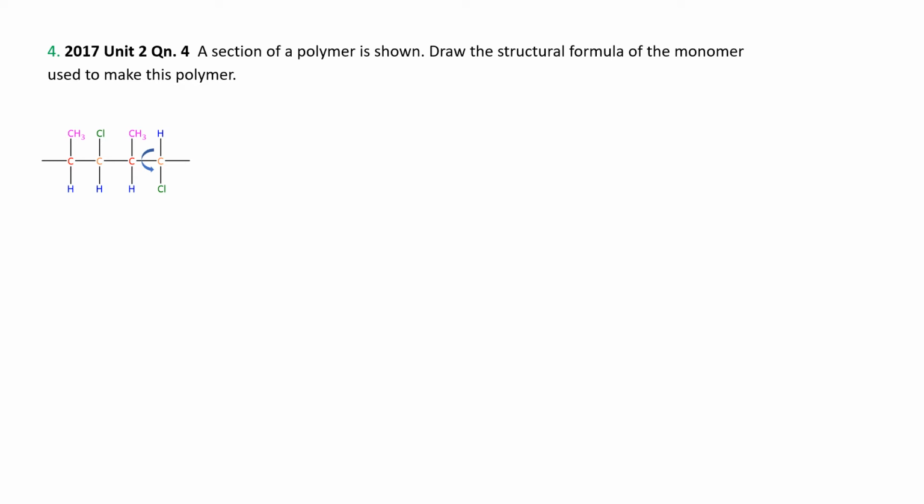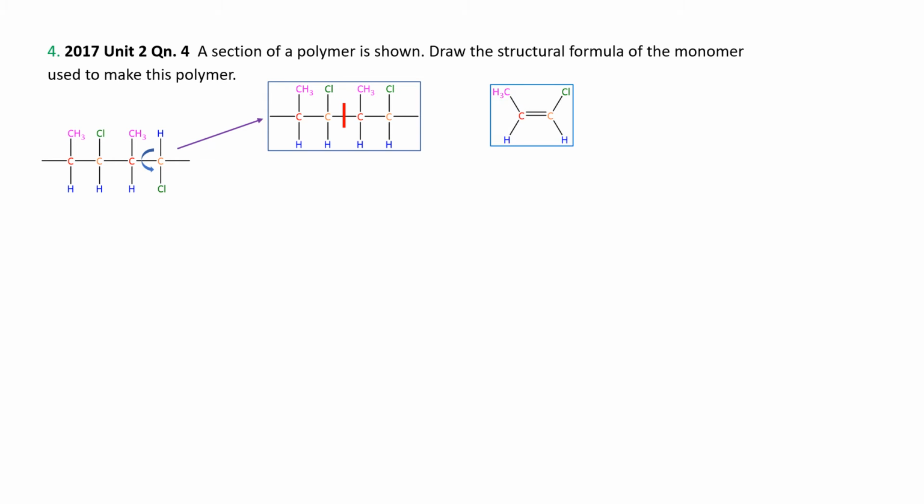So let's first of all rotate that second orange one. So now this is what that polymer looks like. And now we can readily see by cleaving the bond there, by adding in the double bonds, you've got methyl hydrogen on the red one, chlorine hydrogen on the orange one in that order.